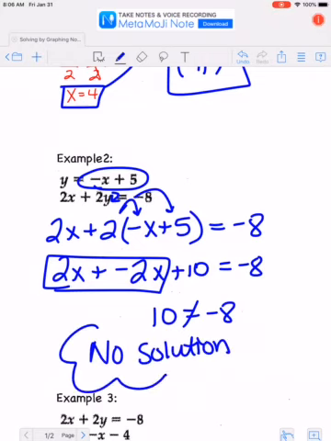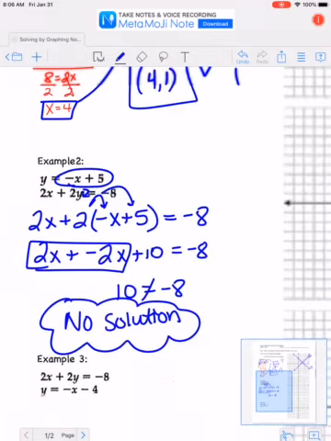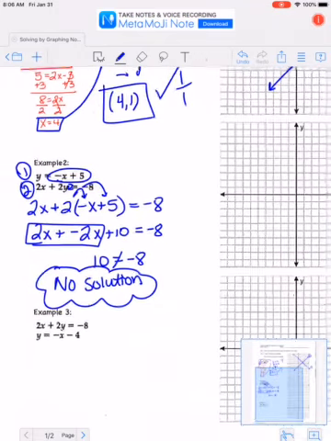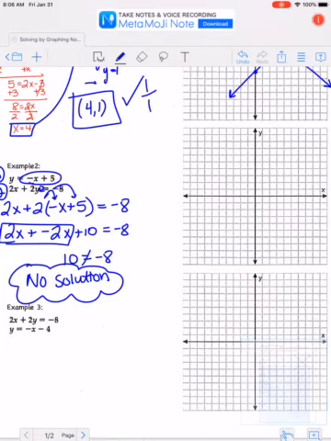Okay, even though we have no solution, you still have to go ahead and graph. So we have our first equation and our second equation. So our first equation, our y-intercept is 5. 1, 2, 3, 4, 5.